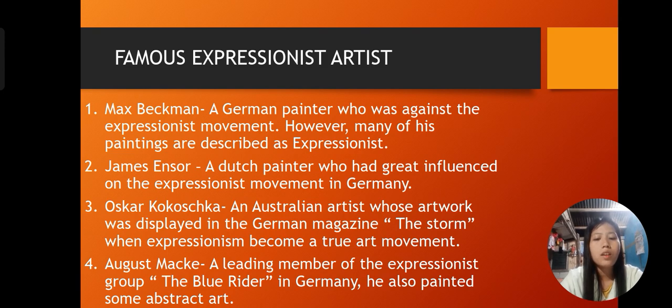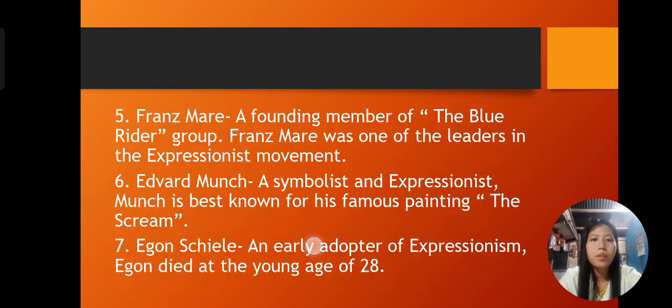He is one of the longest lived expressionist painters, and he moved daringly from a more decorative style into a bold, racy expressionism. Next is August Macke, a leading member of the expressionist group, the Blue Rider in Germany. He also painted some abstract art. So he was one of the leading members of the Expressionists, which is the group Blue Rider.